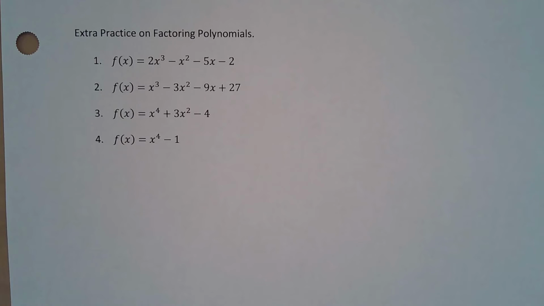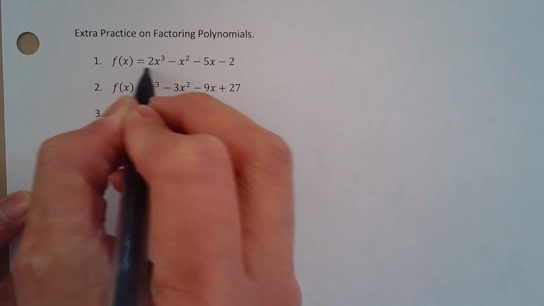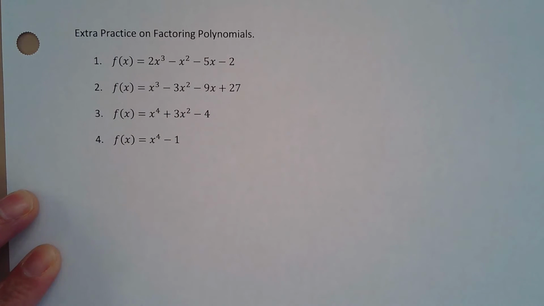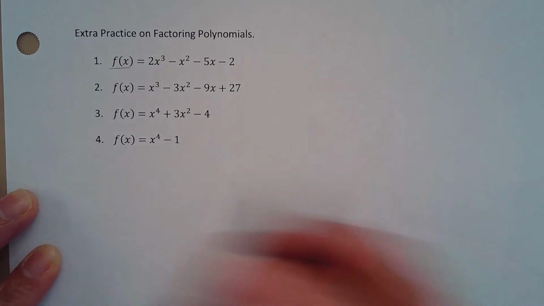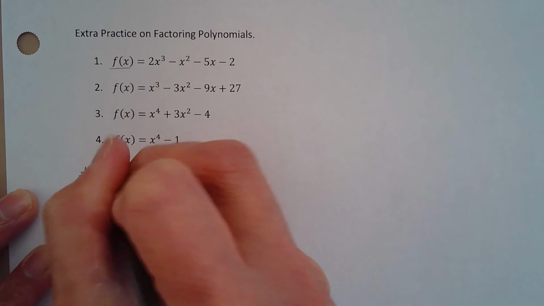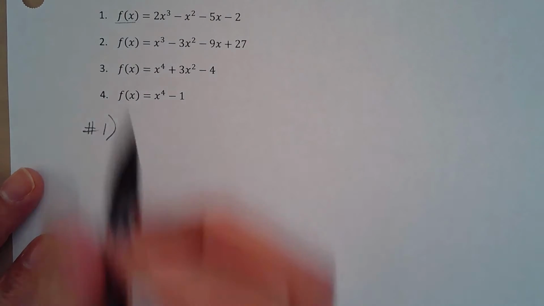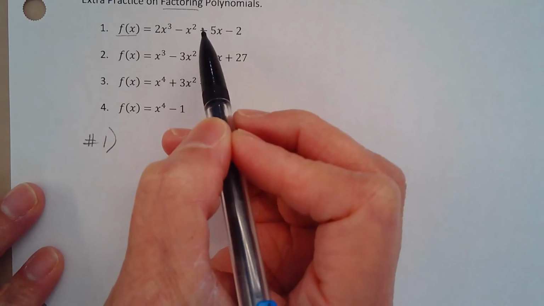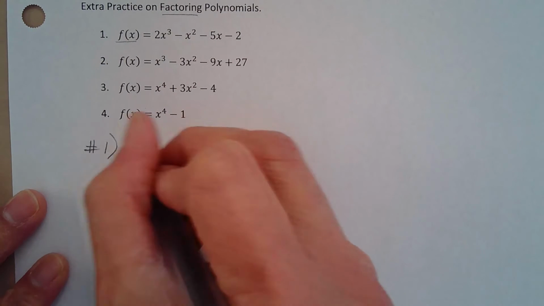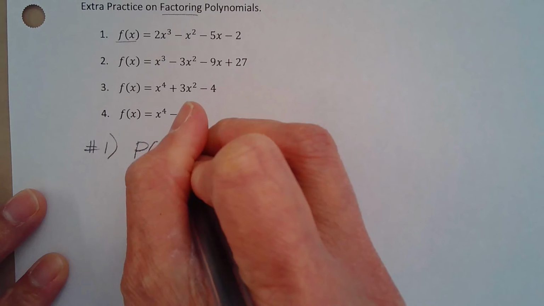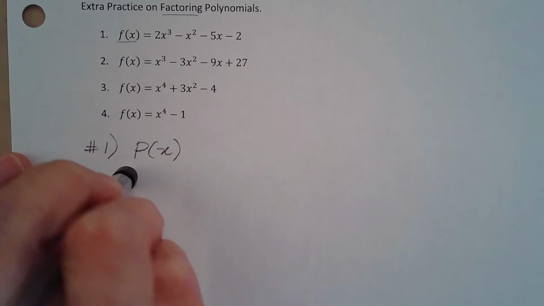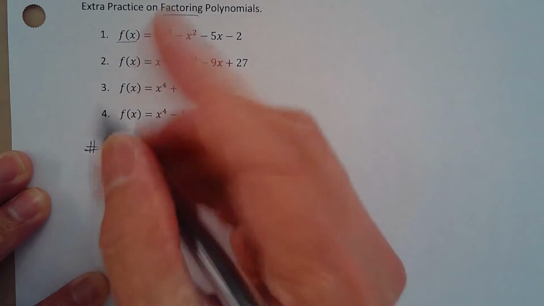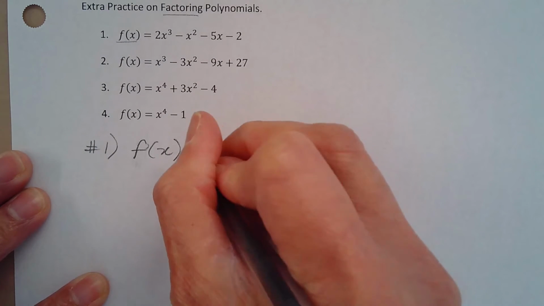So what we're going to do is we're going to try question number 1 together. So f of x, that's just your polynomial function. So number 1. We're supposed to factor this fully, factor fully. I'll just put f of x because it says f of x.